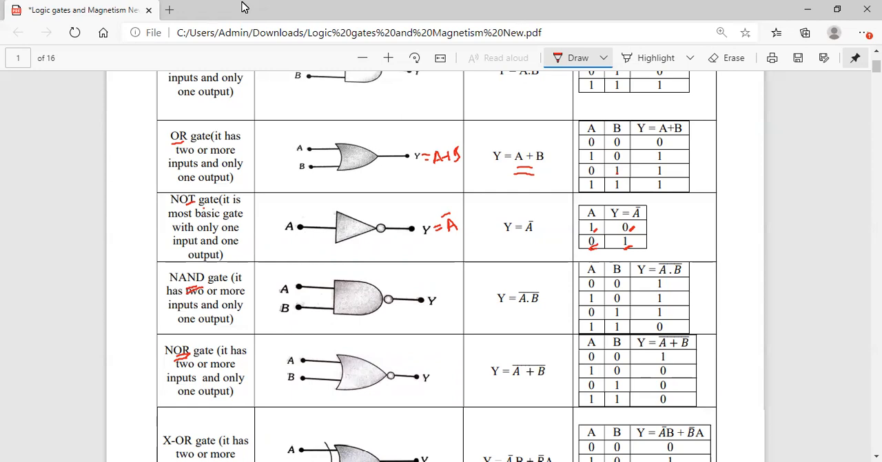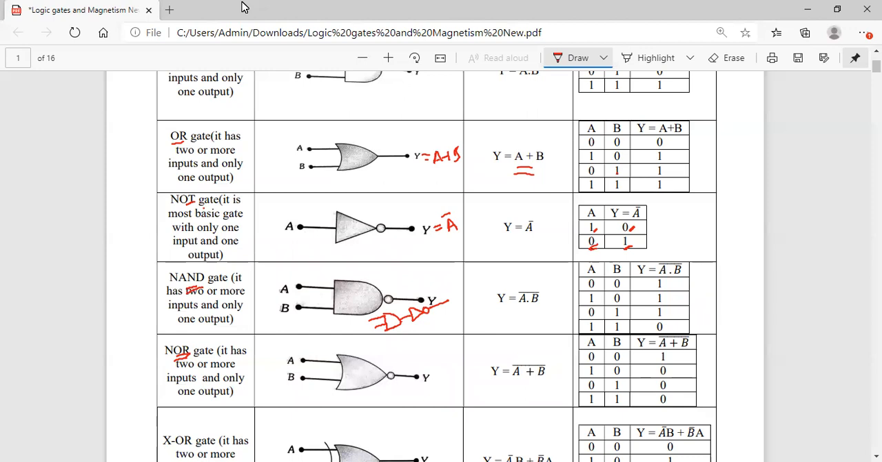Now this is the circuit symbol of the NAND gate. It is an AND gate followed by a NOT gate. This is called the NAND gate. And the Boolean equation is Y is equal to A dot B bar. And the truth table is, look at here.